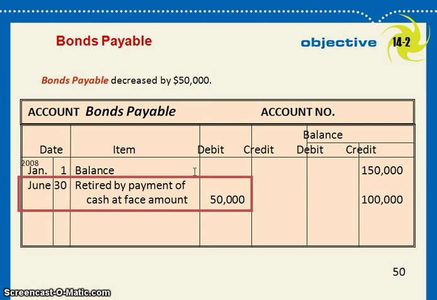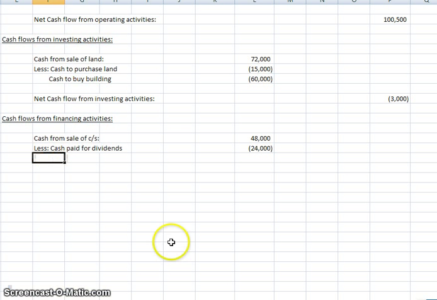So what's happening here is you're paying off $50,000 worth of that. When you do that, that's going to be a cash outflow because you have to pay those people that money. So you come over back to your cash flows from financing activity statement, and you're going to have also cash to retire the bond. And that's going to be, as I said, a cash outflow of $50,000.